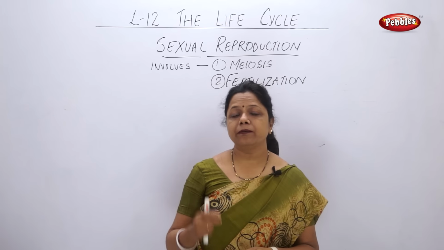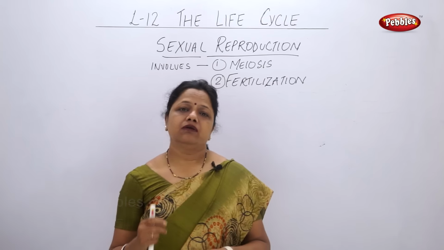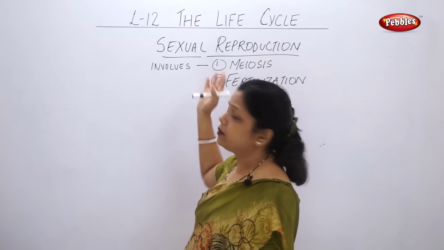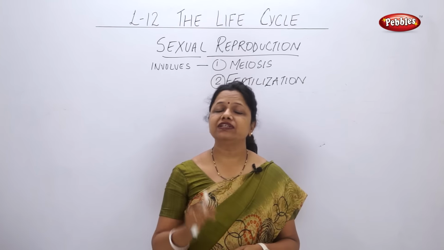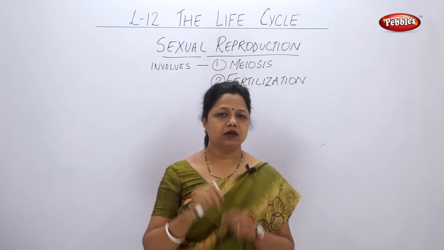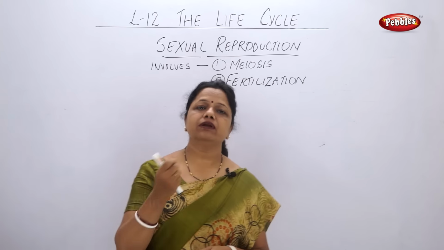Now we come to the major part of reproduction, which is called sexual reproduction. Now what is sexual reproduction? The reproduction which takes place when two parents are involved, one male and one female.